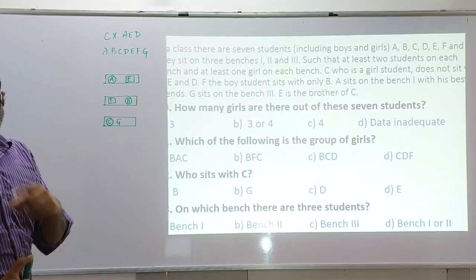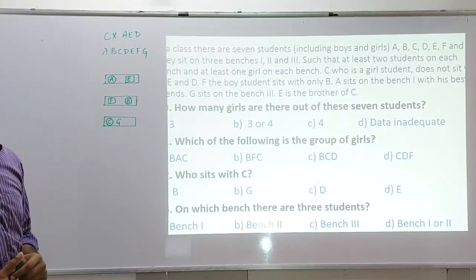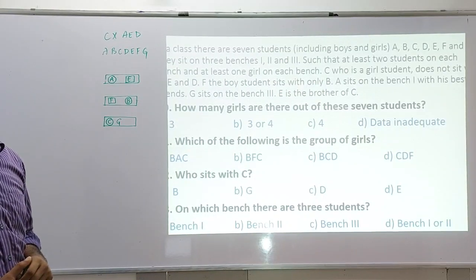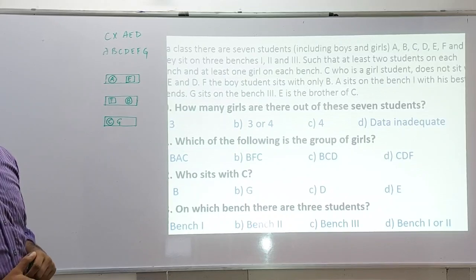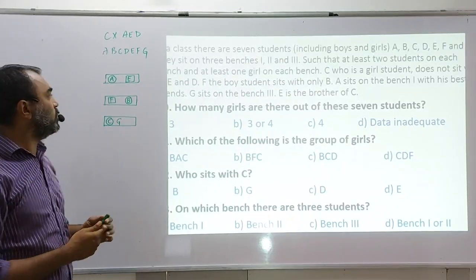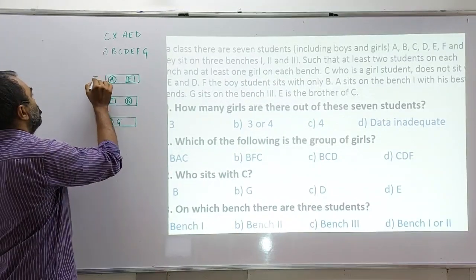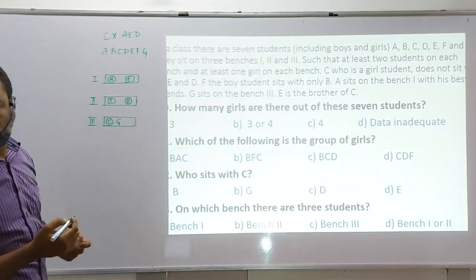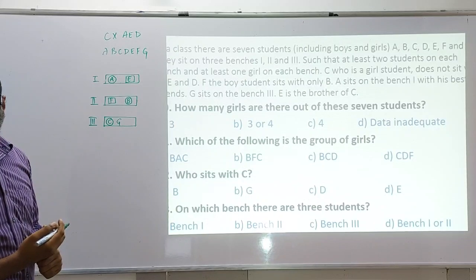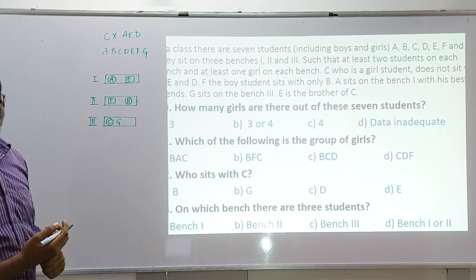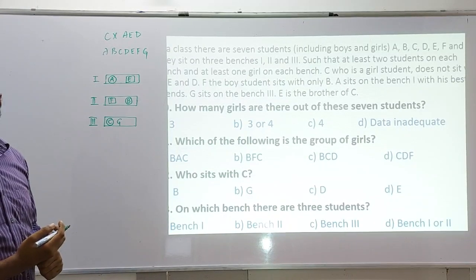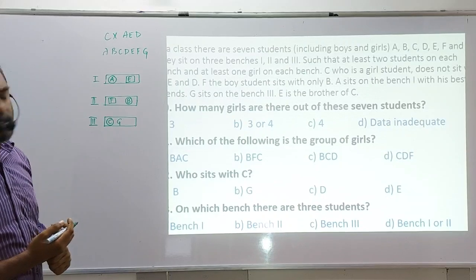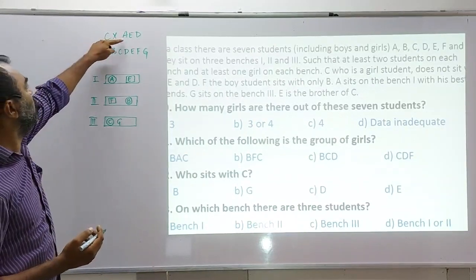Now let us check again. In the class there are 7 students including boys and girls: A, B, C, D, E, F, and G. They sit on 3 benches, 1, 2, and 3. So we name the benches 1, 2, 3, such that at least 2 students are on each bench and at least 1 girl on each bench. C is the girl student who does not sit with A, E, and D. C will not sit with A and D.